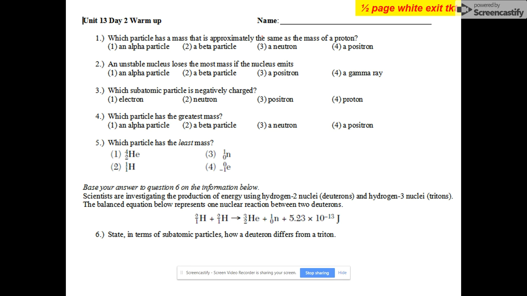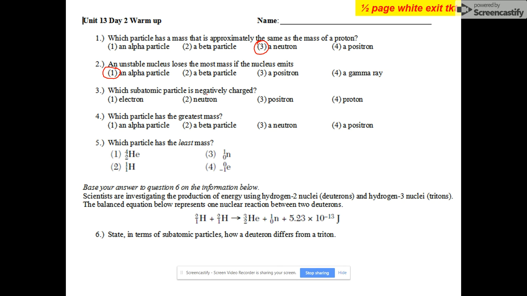Here we go. Number one, which particle has a mass that's approximately the same as the mass of a proton? Well, a neutron and a proton both have a mass of 1 unit. You can find that in table O in your reference table, so you can figure out the mass of particles. An unstable nucleus loses the most mass if it emits an alpha particle, because an alpha particle has the most mass. It's got a mass of 4. Beta particle and positron, that's an electron and an anti-electron, they have a mass of 0. Gamma rays also have a mass of 0.